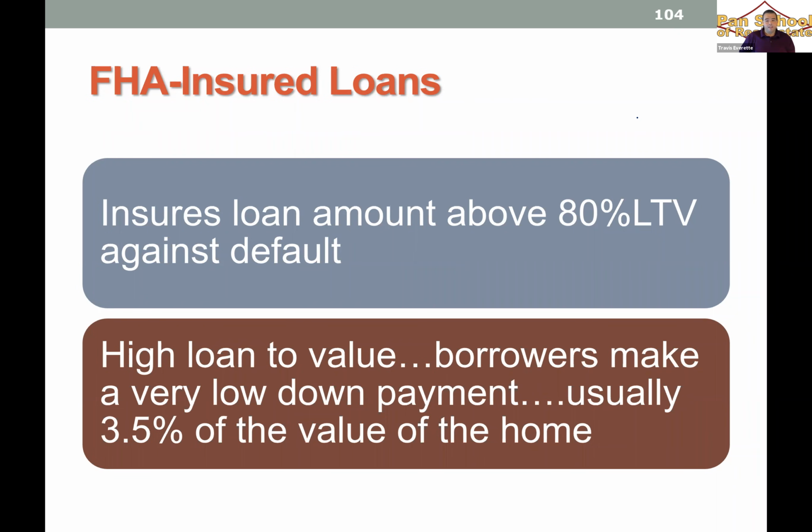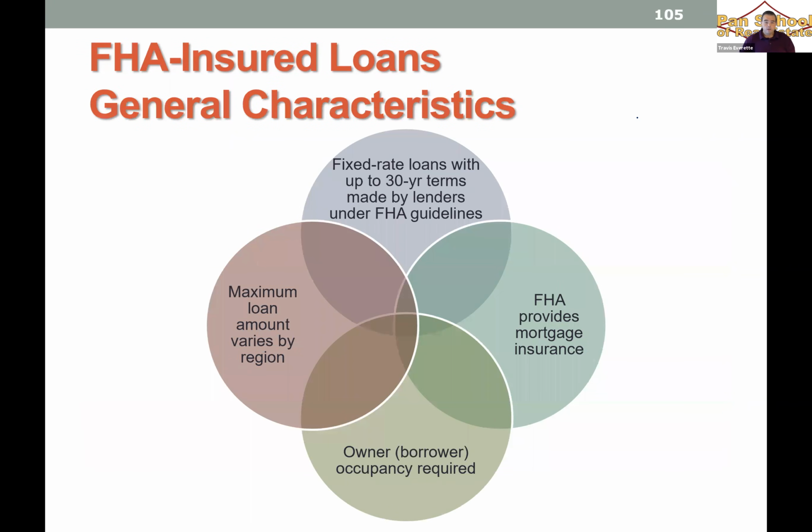So if you've been denied a conventional loan because you didn't have enough money to put down, would an FHA loan be a good place to look then? What do you think? Yes. Absolutely. So this means it's a high loan to value loan, because if you're only putting 3.5% down, that means you're borrowing 96.5%.